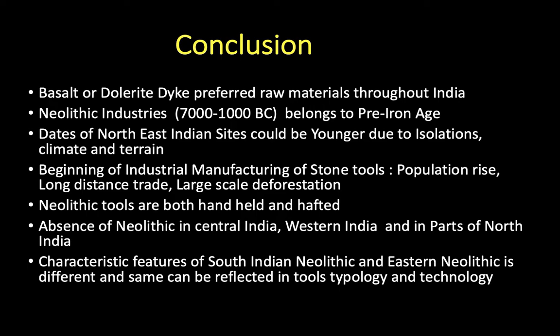So in conclusion, what I say is that basalt or dolerite dike is the most used raw material throughout India. The Neolithic industries of India date between 7,000 and 1,000 BC, and they belong to the pre-Iron Age. What is also important to observe here is that this is the first time when industrial scale manufacturing of tools took place. You don't see industrial scale manufacturing of stone tools in any preceding Stone Age culture.